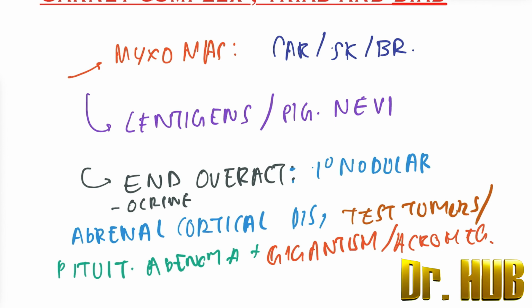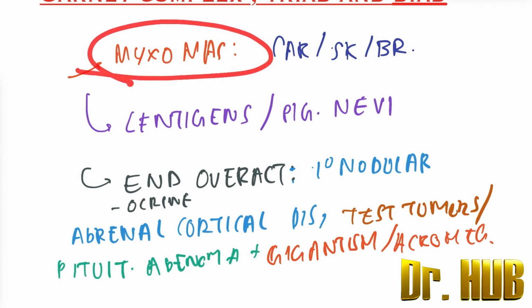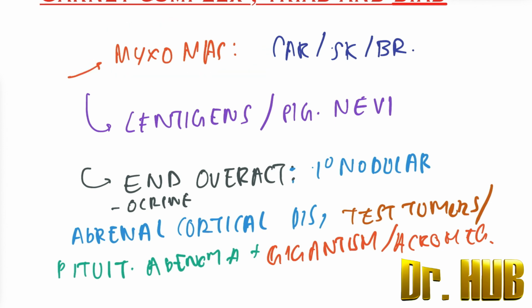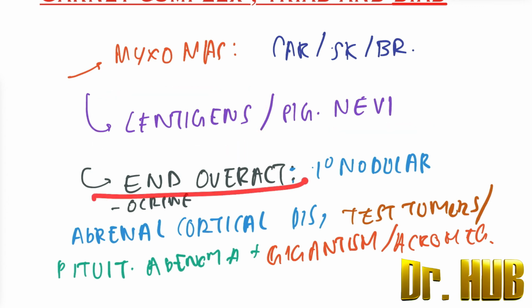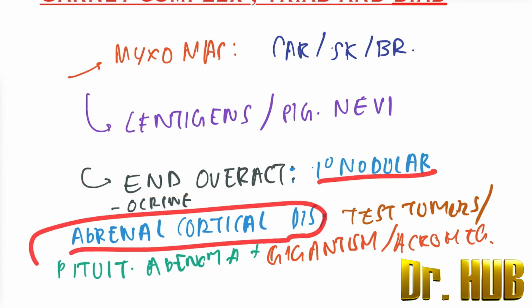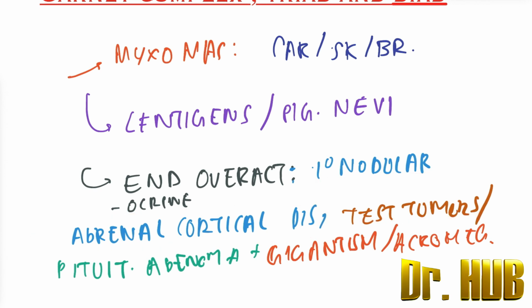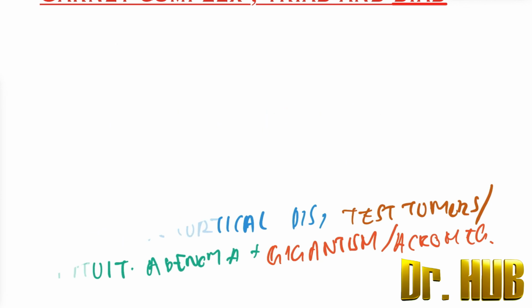So let's recap. We saw the Carney complex. It includes the myxomas. So that is the cardiac, the skin and the breast. Then it includes the lentigines, that's the pigmented nevi, and the endocrine overactivity, that is the primary nodular adrenal cortical disease, the testicular tumors, the pituitary adenomas, as well as the gigantism or the acromegaly. So this was about the complex.